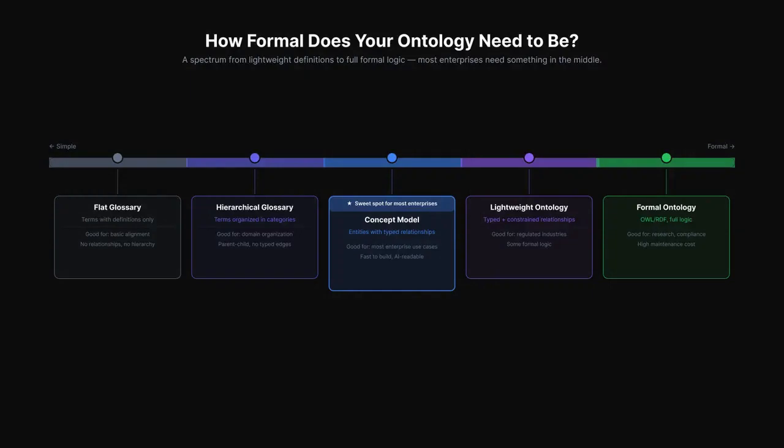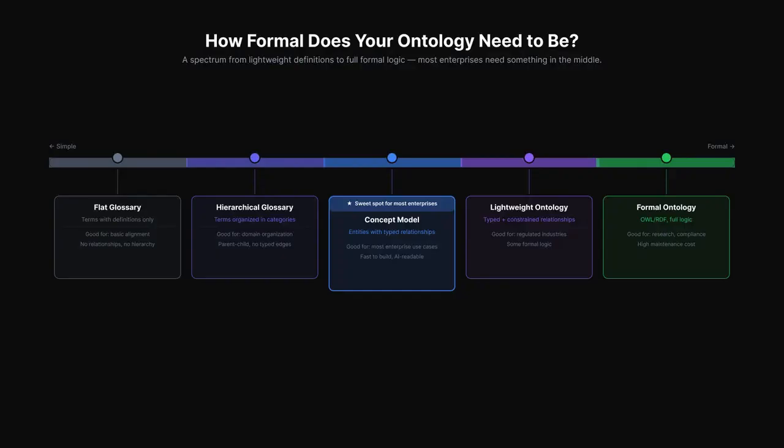At one end, there's a flat glossary, a list of terms with definitions, like customer: an entity that has purchased at least one product. That's useful, but it captures no structure. It doesn't tell us how customer relates to account or what subtypes of customer exist.